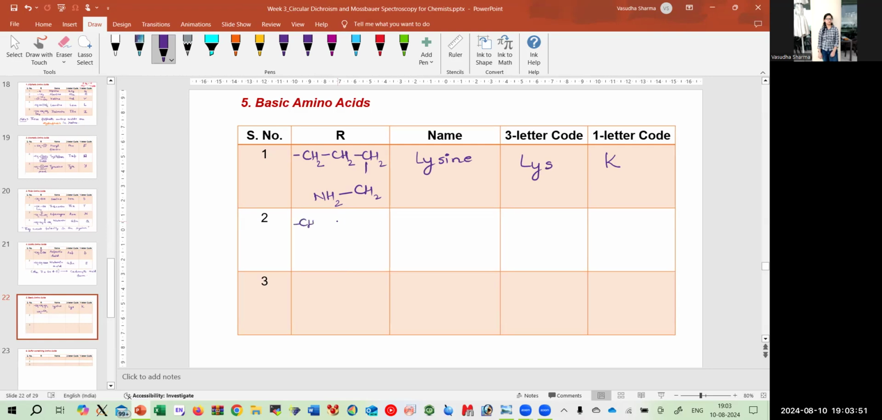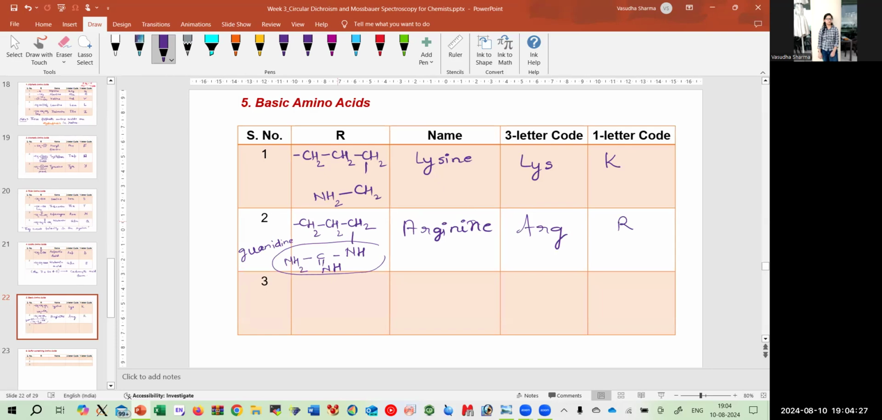Then we have CH2, CH2, CH2, and in the middle we have NH, then C double bond NH, and then NH2. So this group is guanidine. This is arginine, and the symbol is ARG with R.